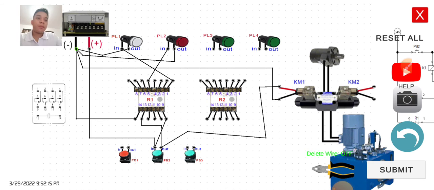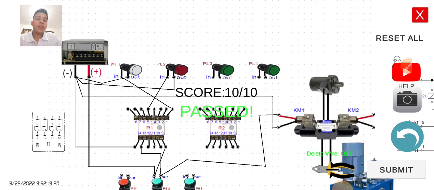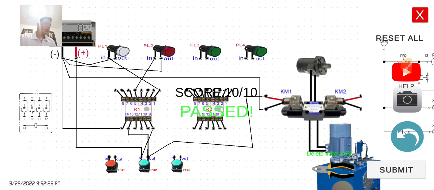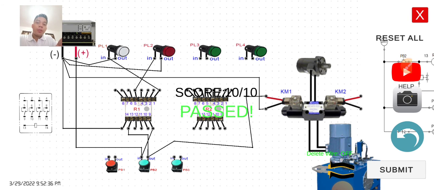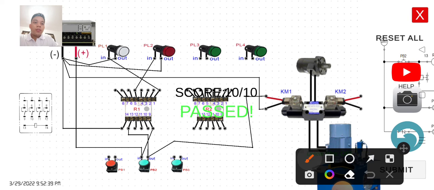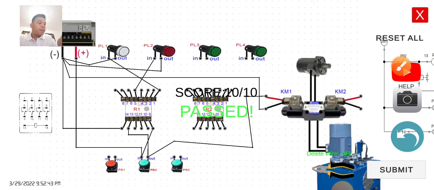So let's try to submit. Now I submit. The score is 10 over 10. It's already passed. So let's try to simulate. By pressing this PB2, now I press.